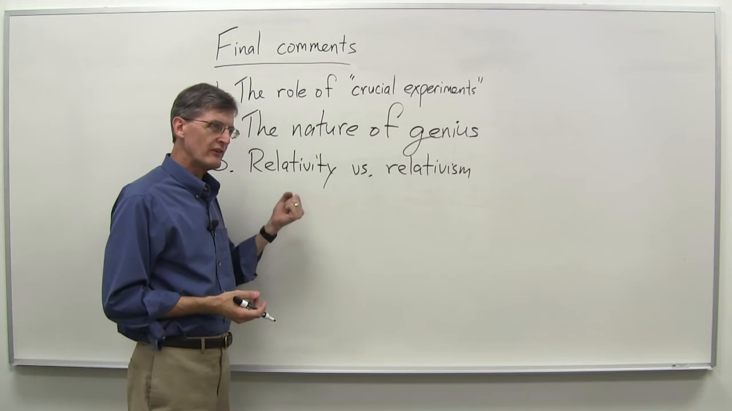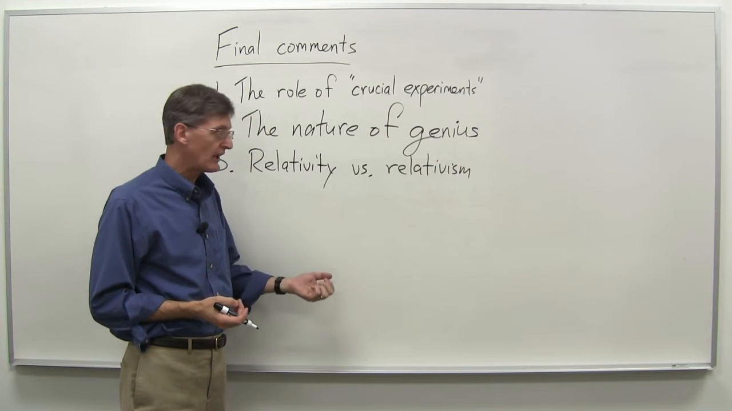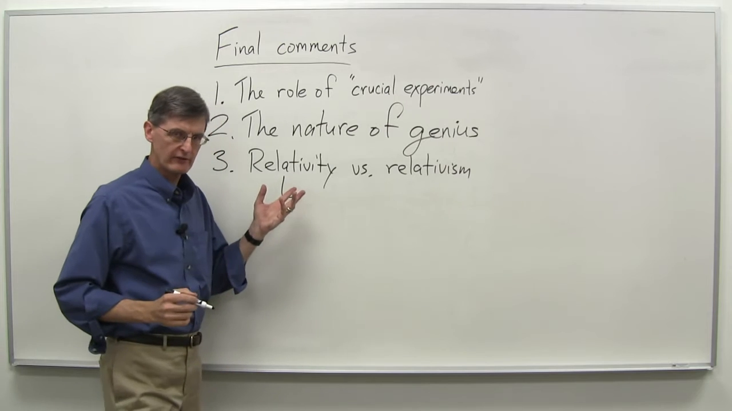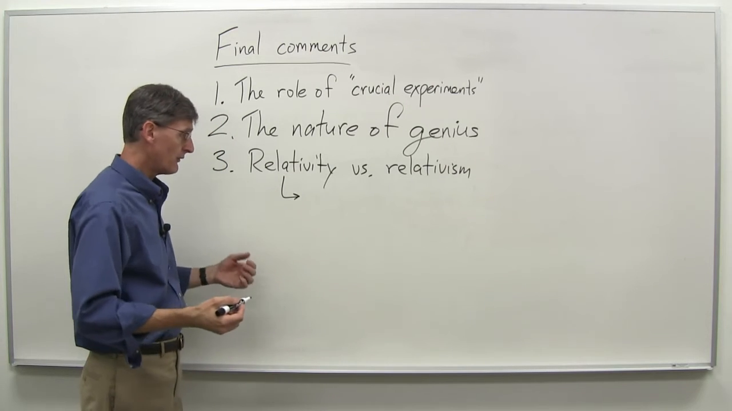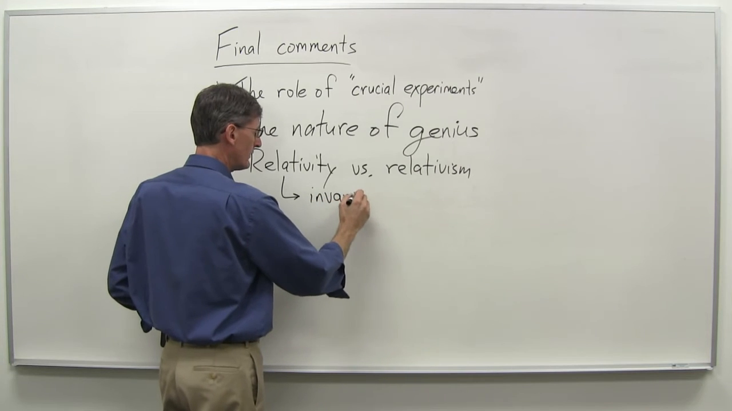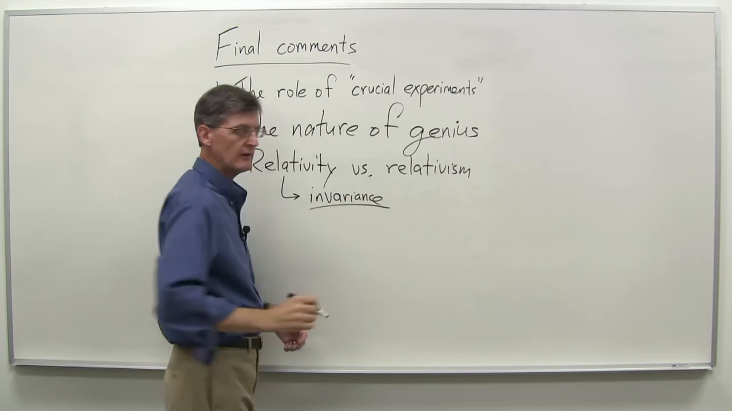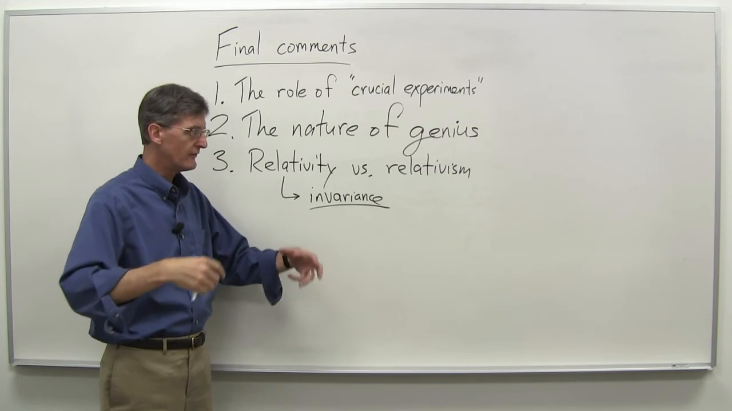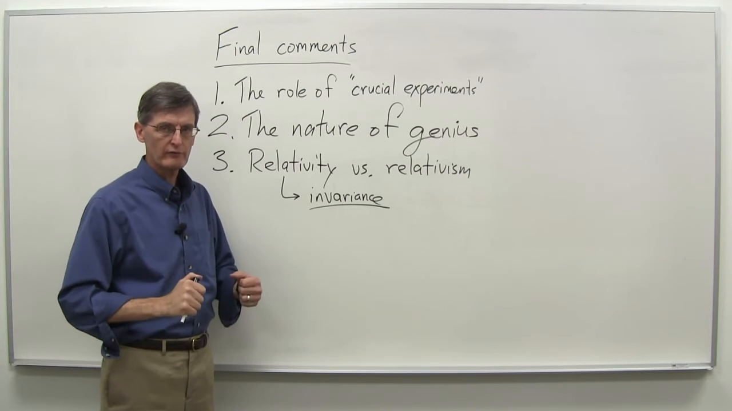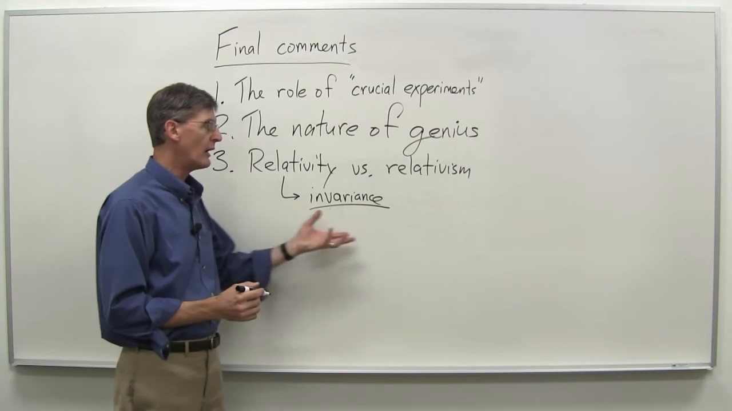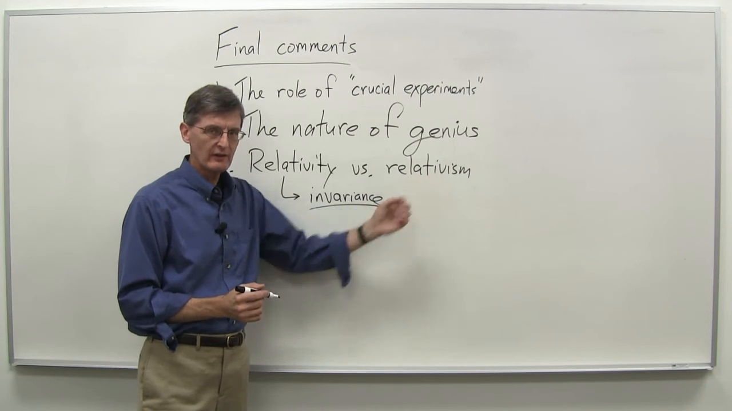And this is really an ironic misunderstanding, because as we talked about, in a certain sense, the theory of relativity is a misnomer. It could very easily be called the theory of invariance, because it's built on the idea that certain quantities are invariant. And the classic example is the speed of light. It's the same for all observers, no matter what reference frame you're in. And so that's clearly the opposite of the philosophical theory of relativism.